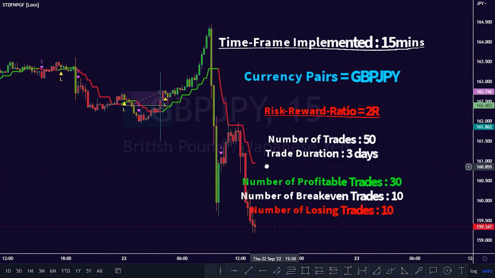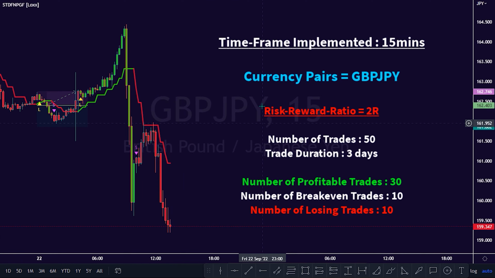Here are my trading results after executing 50 trades on the British pound sterling Japanese yen. I won 30 trades and have 10 break-even trades and 10 losses out of the 50 trades on the British pound sterling Japanese yen. I implemented 2 risk-to-reward ratios.